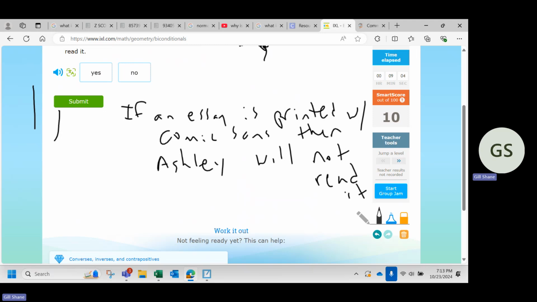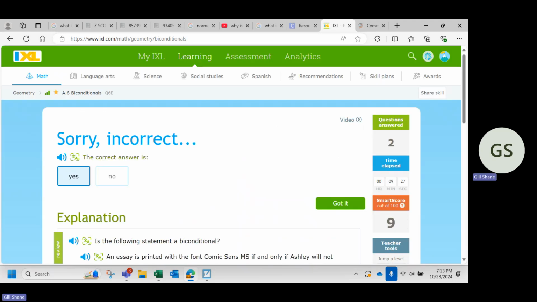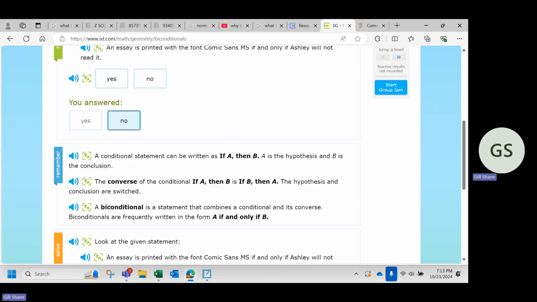I would say that's not true. Like maybe there are other reasons why she won't read it. Maybe she won't read it just because she's tired or because she doesn't like the person that wrote it or something like that. So even though we say the original is always true, in this case, when we do the converse, I would say the converse is not true, which means that is not a biconditional. For it to be a biconditional, both of them would have to be true. Ah, they say it is true.